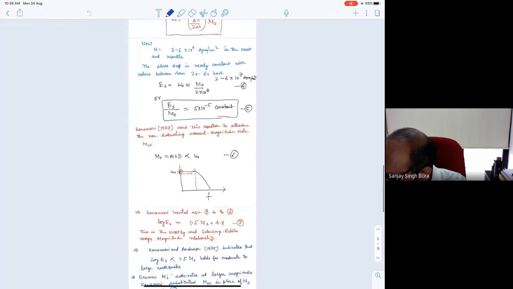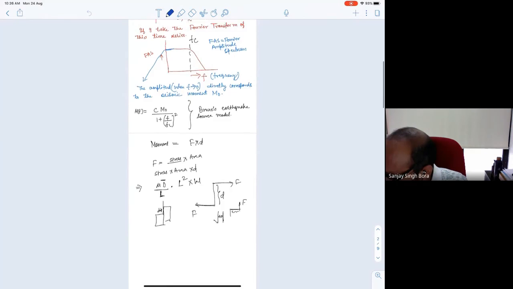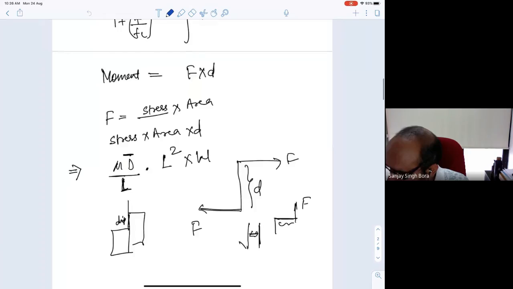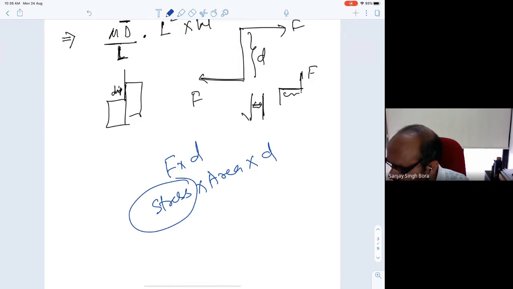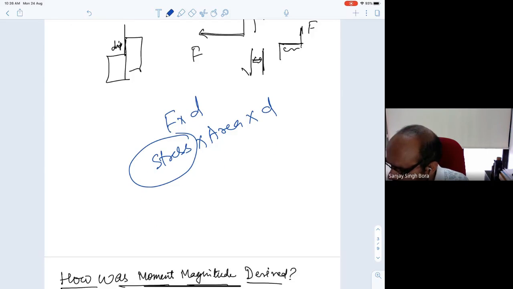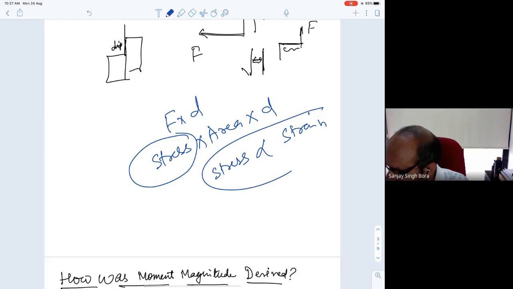Or maybe I have written it somewhere. Yes. So moment is force into displacement or the distance. So this force can be written as stress multiplied by area multiplied by D. This stress you can write in terms of mu, the modulus of rigidity. So you can write stress in terms of strain, right? So you will find that that is how this relationship comes: stress is proportional to strain.